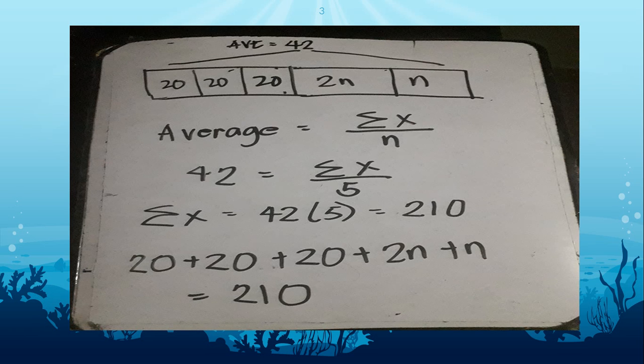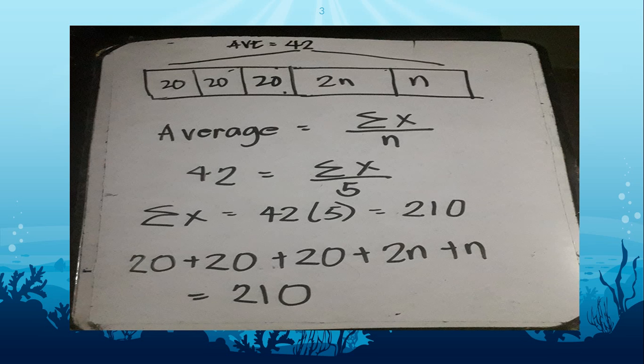Substituting the given information from the problem, we have 42, that's the average, is equal to 20 plus 20 plus 20. Since the average of the three numbers is 20, we can denote each of the three numbers as 20. Plus we let n be one of the two added numbers. So if we have n, then the other number is twice n, which is 2n. So we have 20 plus 20 plus 20 plus n plus 2n all over 5.